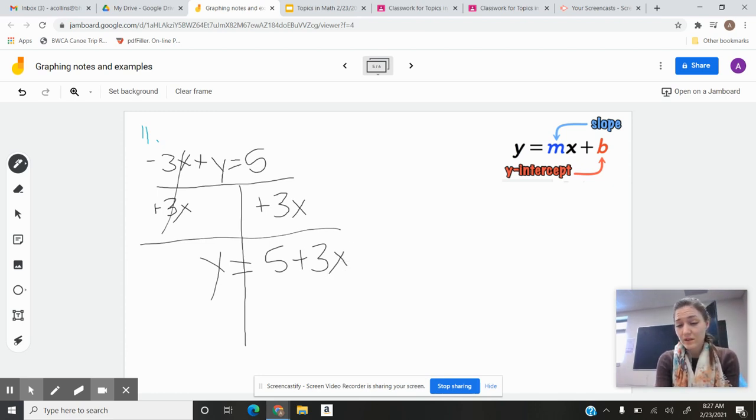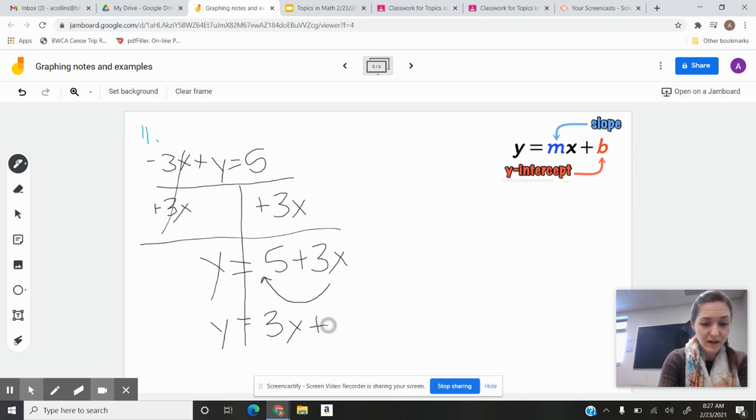And this could be close enough to your slope-intercept form. If you want to be more precise, you could just switch around, put this 3x in front, and because this is a +5, we could do +5. Okay, but either one is acceptable for me.